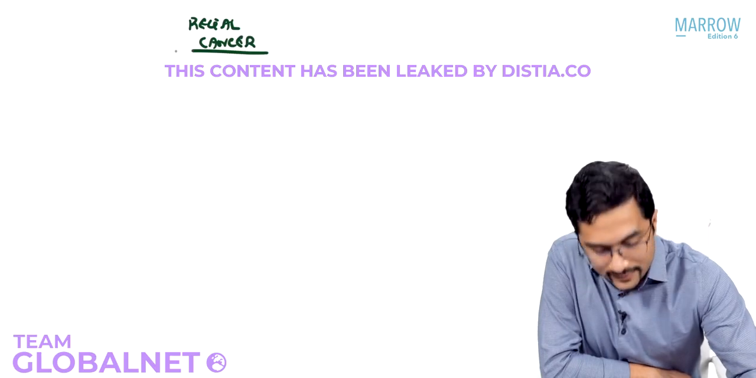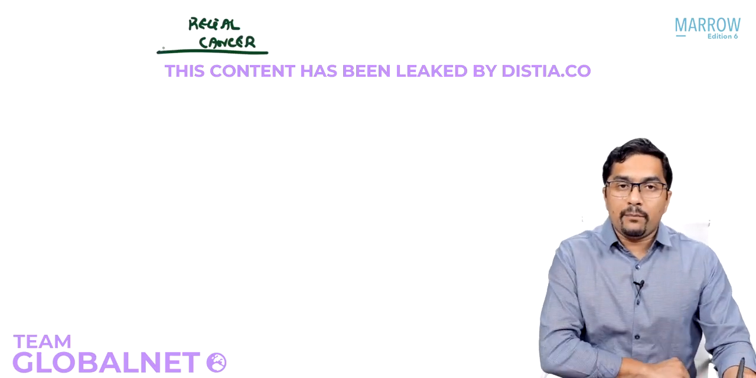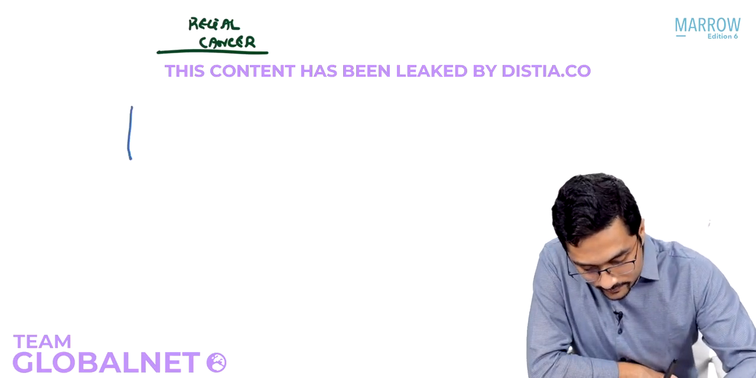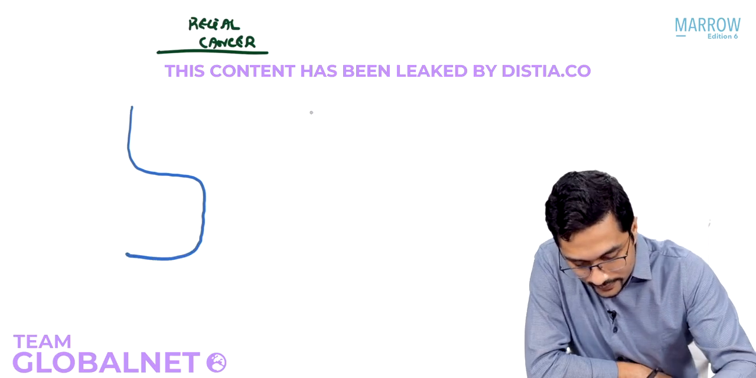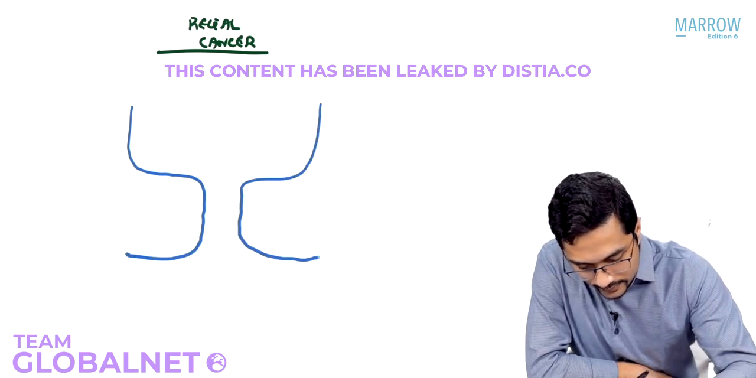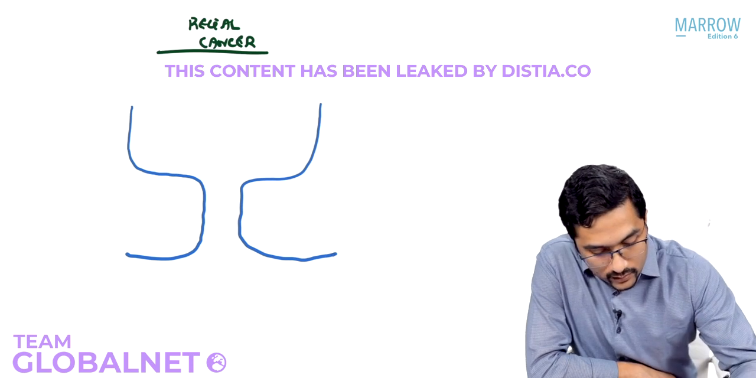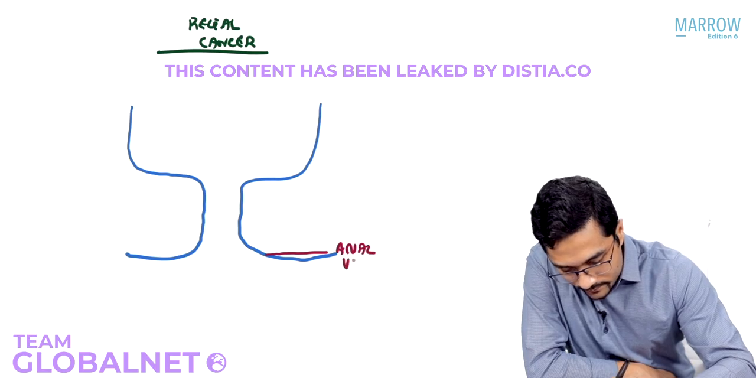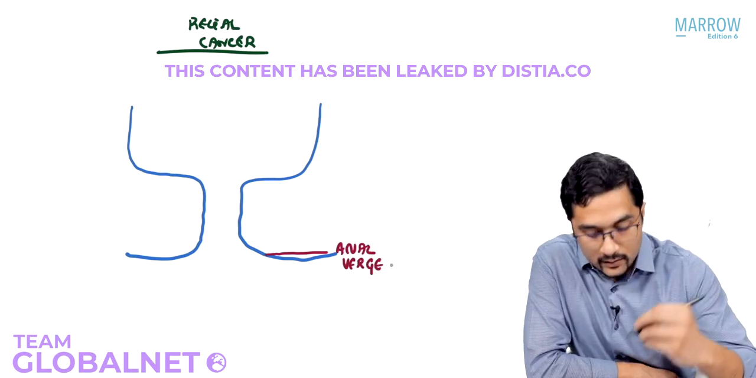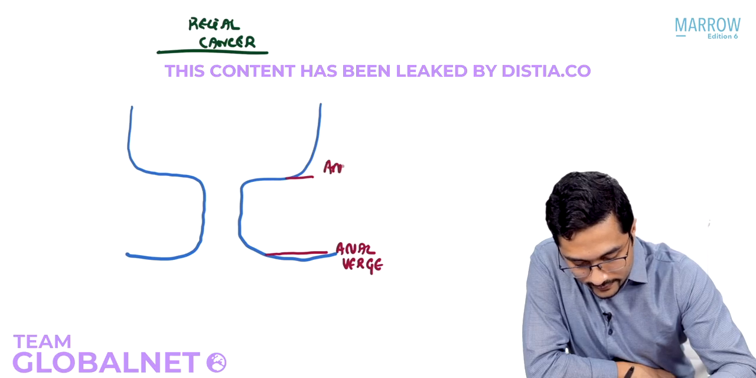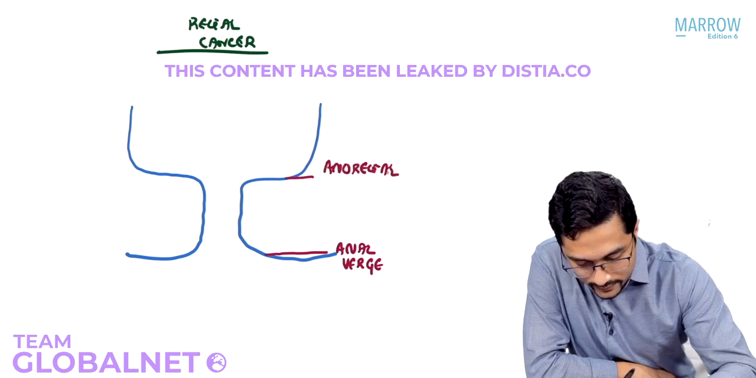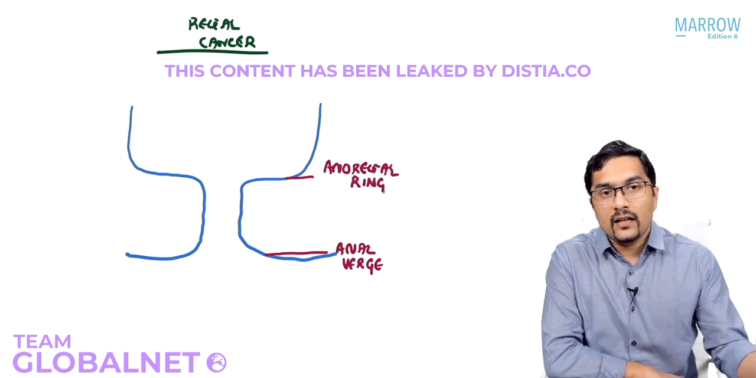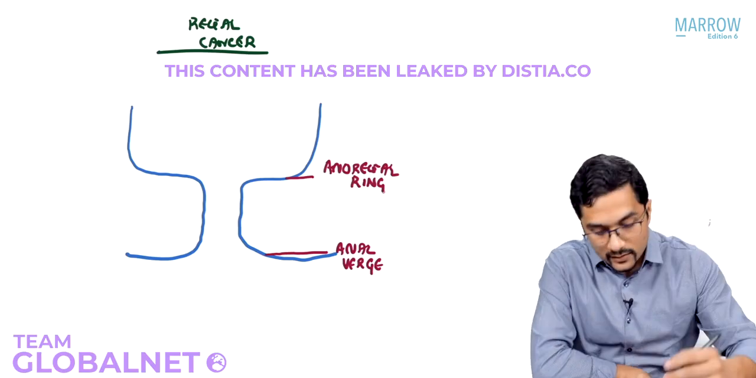So again, to understand rectal cancer surgery, we need to understand a bit of the anatomy of the anorectal region. Now this is the rectum and this is the anal canal. You know that this is the anal verge, the opening. This is the anorectal ring. The anorectal ring is formed by the levator ani muscle, right? That is what gives the anorectal angle, because the levator ani slings around the rectum.